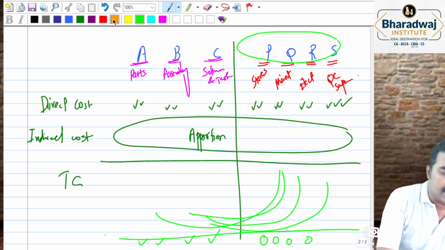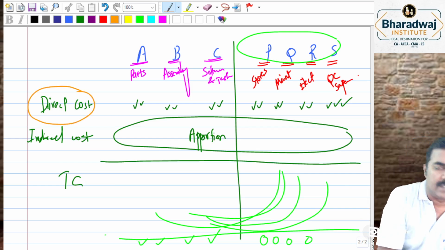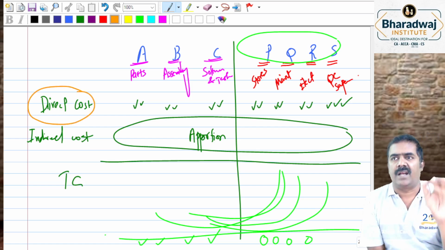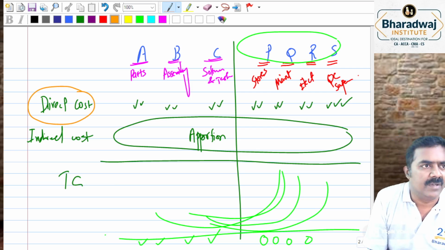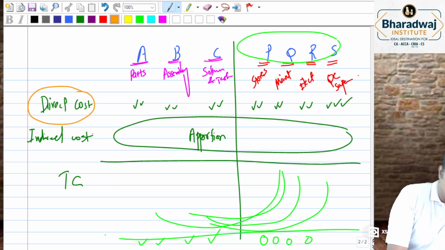Sir, what is the direct cost now? We understand two words. What is the direct cost? Cost that is directly chargeable to the department. We call it direct cost. What do you mean by indirect cost?